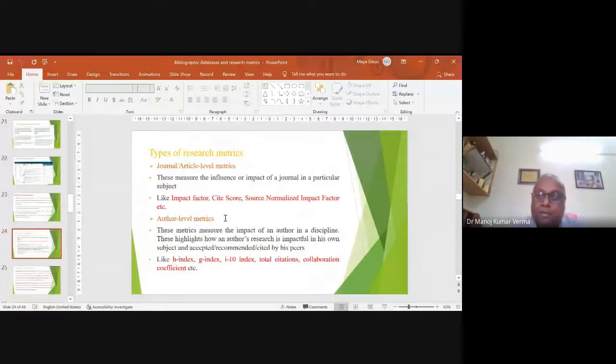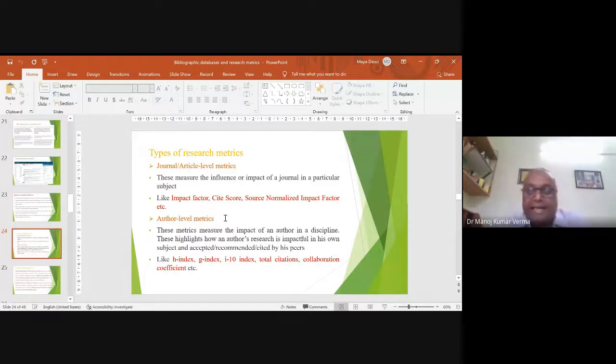Now, what types of metrics do we have in research metrics? Two types. One is the journal or article level metric. These measure the influence or impact of a journal in a particular subject. One metric we analyze on the basis of the journal level, which indicates the quality of the journal. Examples of journal level metrics are impact factor, CiteScore, source normalized impact per paper, and many more.